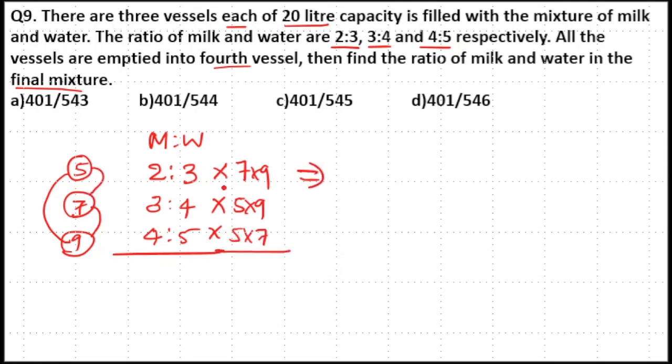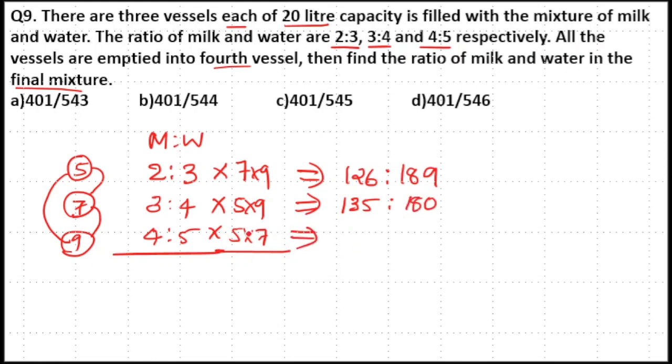Now the first ratio will become 7 into 9, 63. 63 into 2, 126. Is to 63 into 3, 3 3s are 9, 3 into 6, 18, so 189. Second ratio will become 5 into 9, 45. 45 into 3 is equal to 40 into 3, 120, 5 into 3, 15. So 120 plus 15, 135. Is to 45 into 4 is equal to 135 plus 45, that is 180.